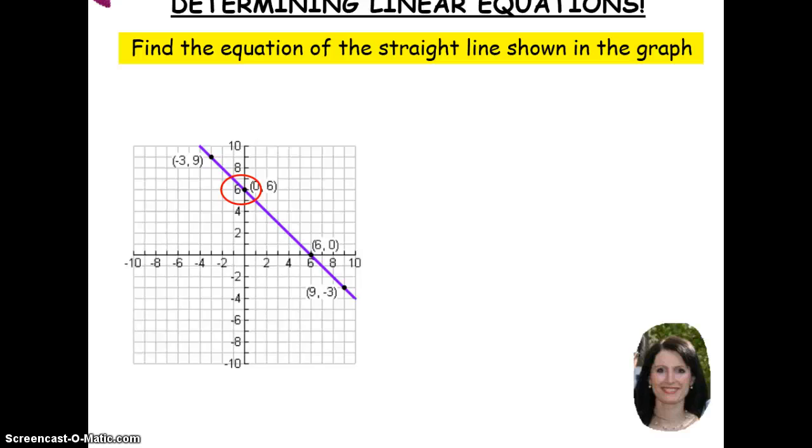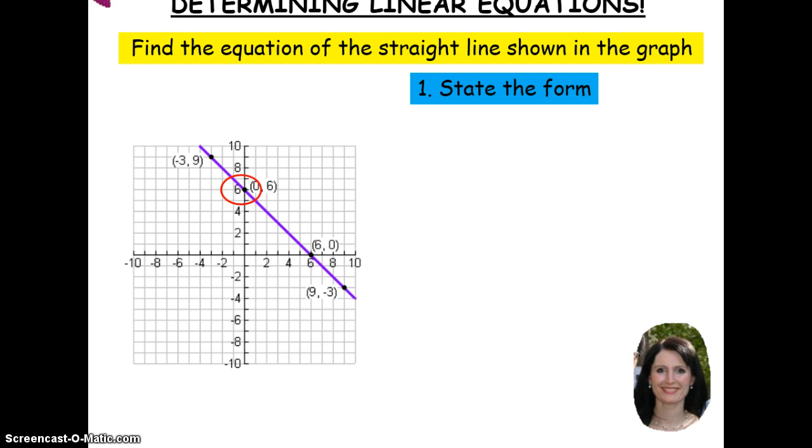We've got 6, 0, so that's an x-intercept because y is 0. We've got 0, 6, that's a y-intercept because x is 0. We've got negative 3, 9, and we've got 9 and negative 3. There are infinitely many points on a straight line graph, but you only need 2 in order to work out what the equation is. Let's see how we do that.